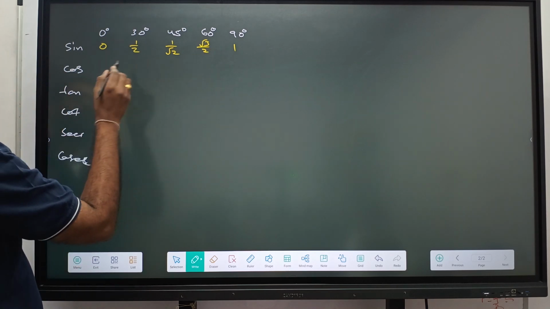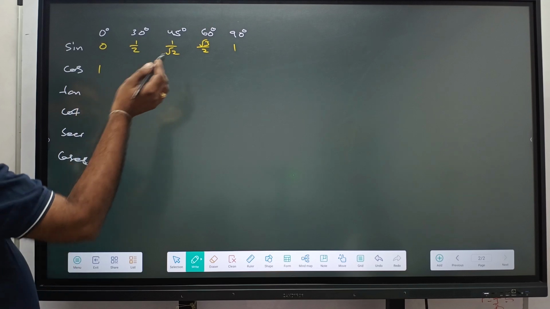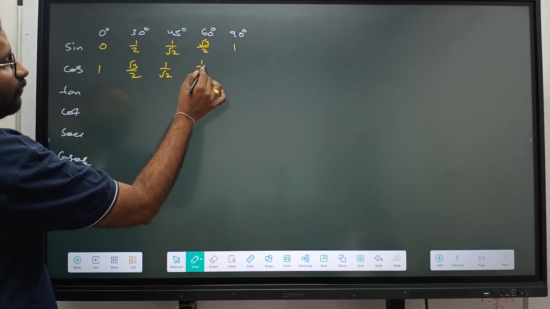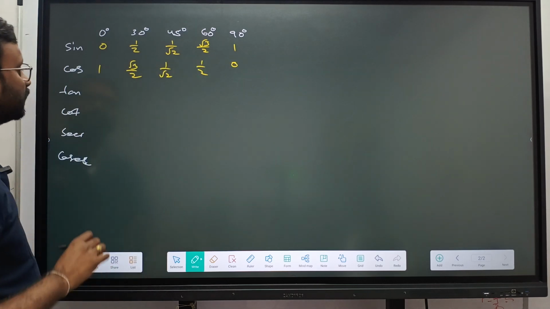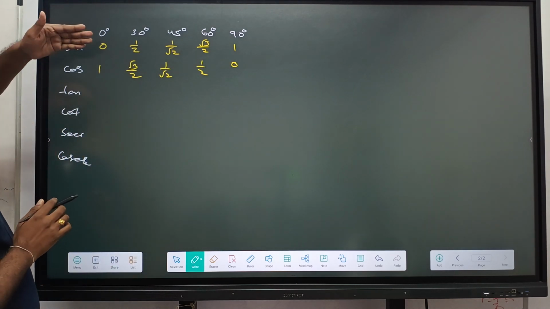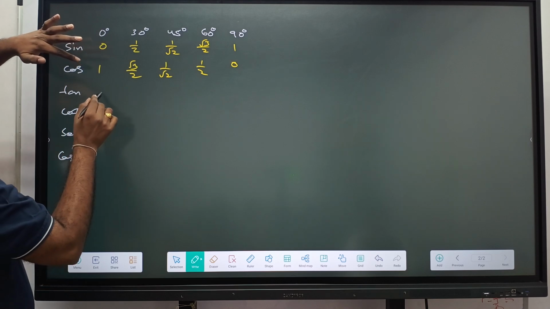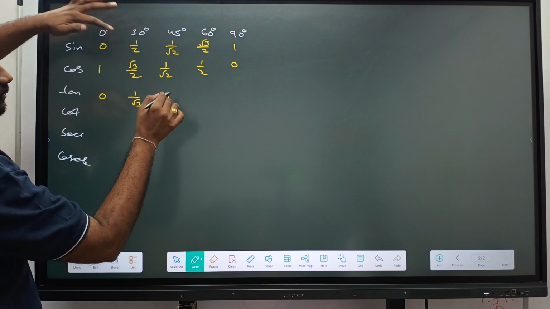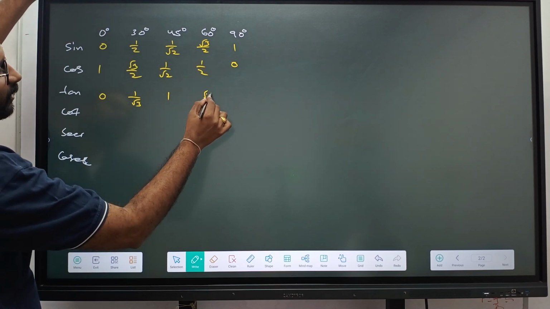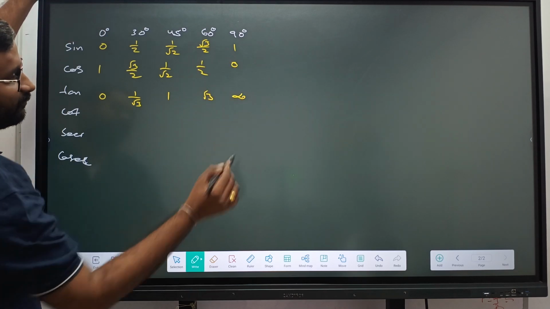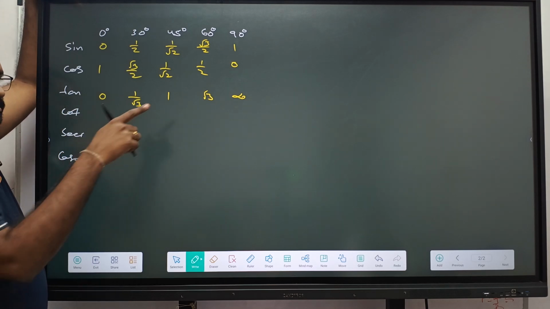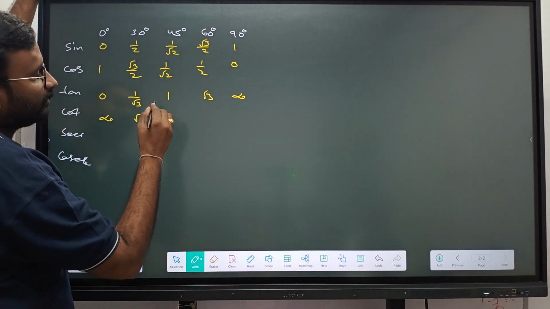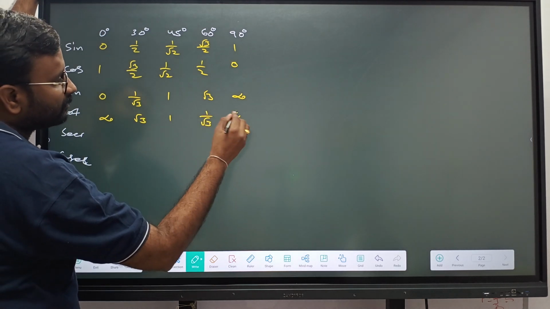For cos, not reciprocal, sorry, reverse: 1, root 3 by 2, 1 by root 2, 1 by 2, 0. Then tan theta is nothing but sin theta by cos theta. 0 by 1 is 0. This by this, 1 by root 3, 2 to cancel. This is 1, this is 2, to cancel only root 3. This is 1 by 0, undefined. Again cot theta, reverse: undefined, root 3, 1, 1 by root 3, 0.